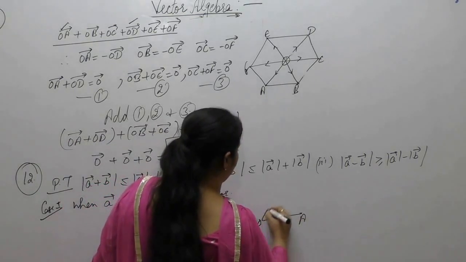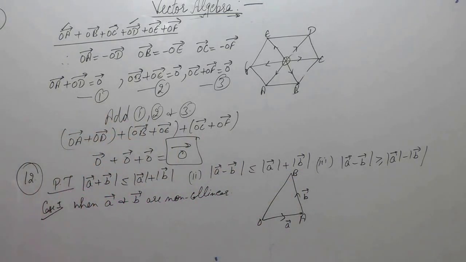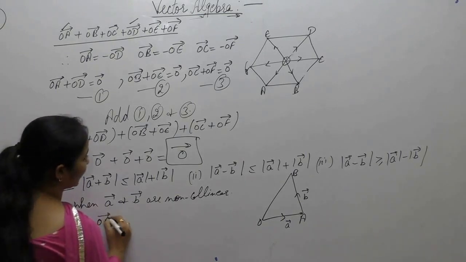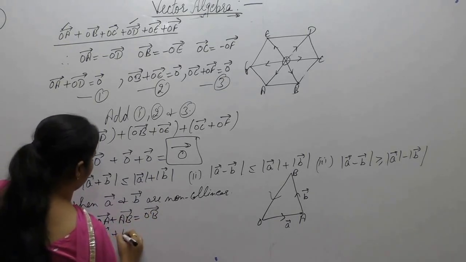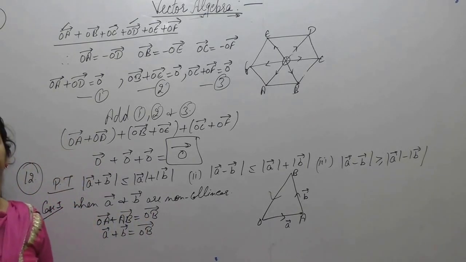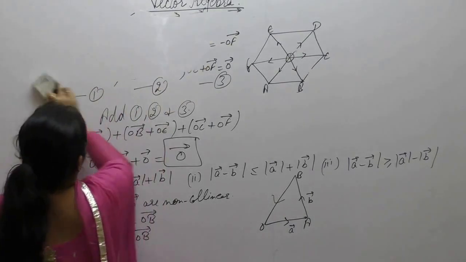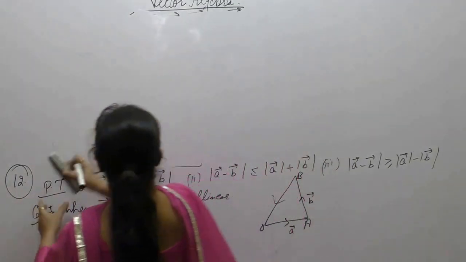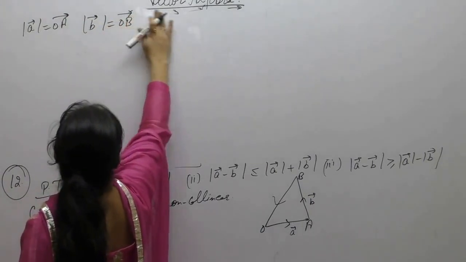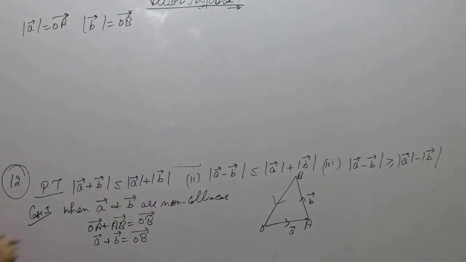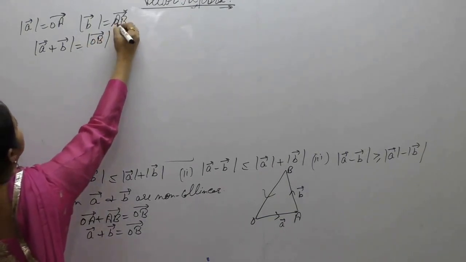Let vector A be represented by OA and B be represented by vector AB. Then OA vector plus AB vector is equal to OB vector. So OB vector is equal to A vector plus B vector. Now magnitude of A vector is OA. Magnitude of B vector is AB. And magnitude of A plus B vector is OB.